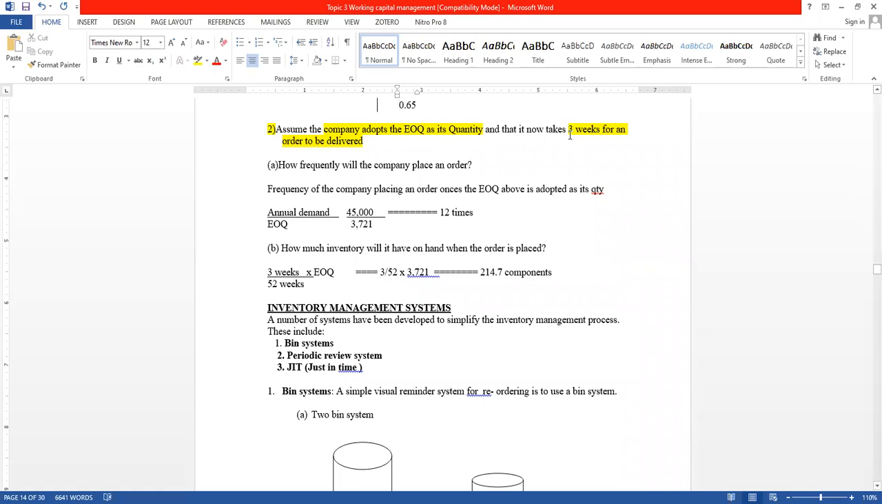Because here they are telling us that it takes 3 weeks for an order to be delivered. So the lead time is 3 weeks. So that means before the new stock comes in, what do you have? What is available at hand before you get the new stock? That's why you're looking at the lead time over the total number of weeks in the year. Then multiply by the reorder quantity. Now, can I also ask, does it mean that EOQ also caters for lead time?